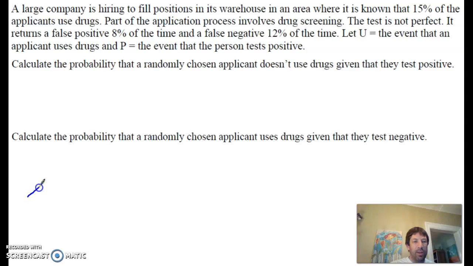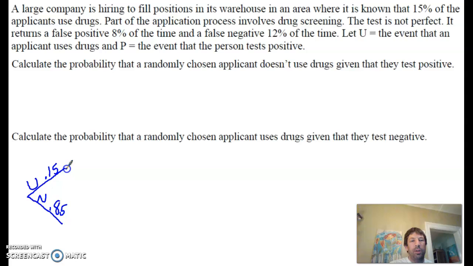And we have somebody that uses, and we have people that do not use. So I'll say N for non-users. Now it says that 15% of applicants use drugs. So we're going to put a 0.15 up there, and that means 85% or 0.85 do not use drugs.